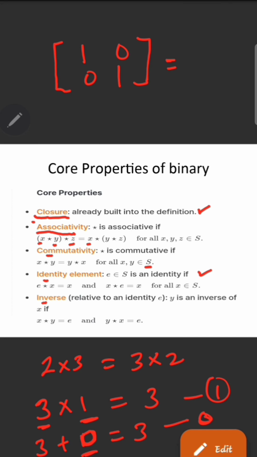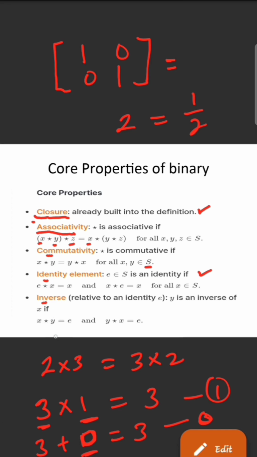Now, what about inverse? Do you all know inverse? What's the meaning of inverse? Inverse is the reciprocal of the number. When you have 2, the inverse of 2 is 1 over 2. So when you multiply a number by its inverse, you get an identity element.